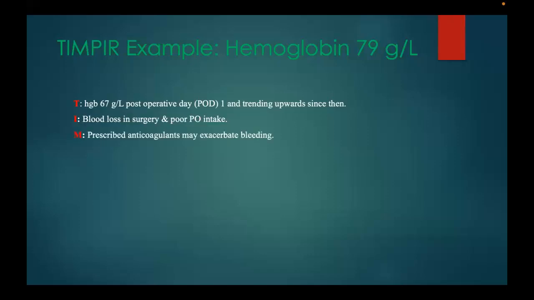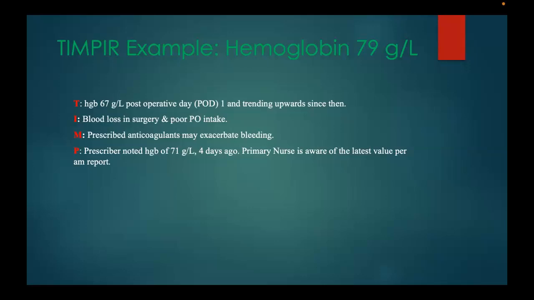Meds, it's a bit of a stretch, but they are prescribed anticoagulants. And if there is bleeding going on, which it doesn't look like there is because it's trending upwards, not downwards. But again, it's worth noting just to get that thought process in place that anticoagulants could contribute to bleeding if we thought there was bleeding, which again, in this case, I don't think we do because it's trending upwards. The prescriber noted that hemoglobin is 71 4 days ago. So I think we're satisfied with that because they knew about this when it was much lower and it's already trending up. So I think we're good for that.